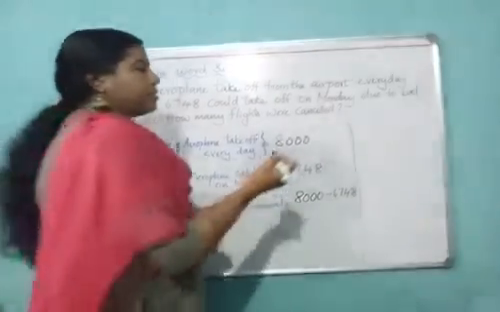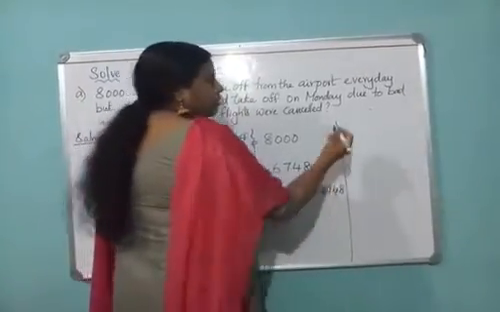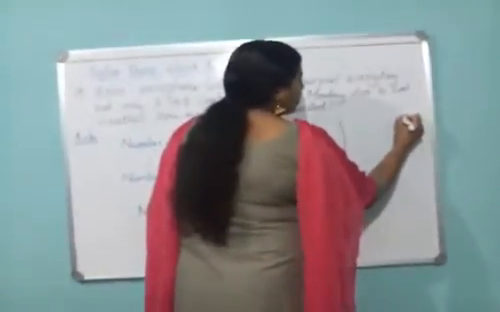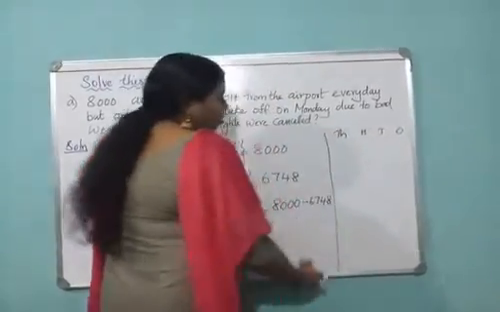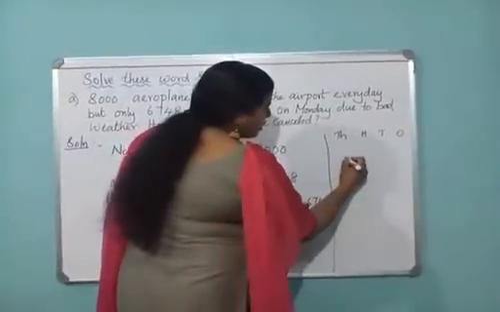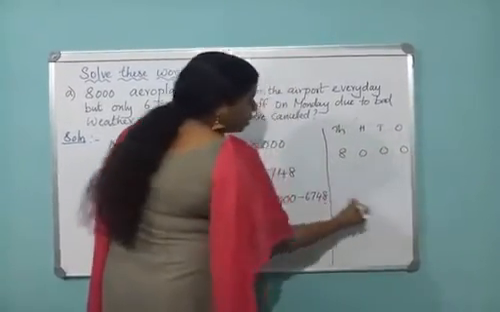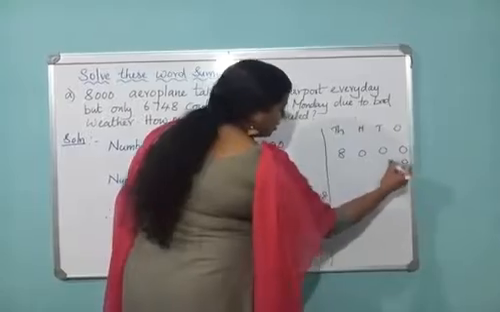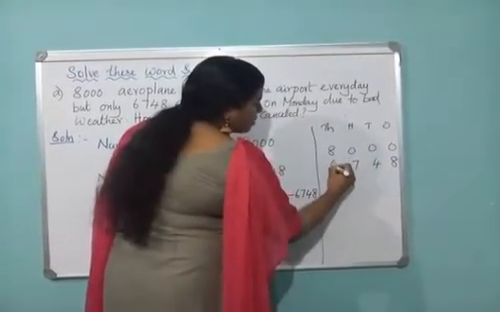We know how to subtract it. First we have to arrange the numbers in the place value chart. Here both the numbers are 4-digit numbers, so the places are ones, tens, hundreds and thousands. Now if we arrange the numbers, the first number is 8,000. The second number is 6,748, and I arrange it starting from this side: 8, 4, 7, 6.